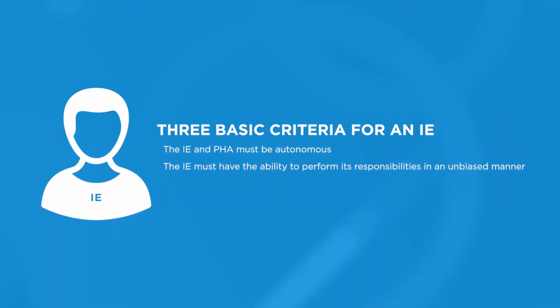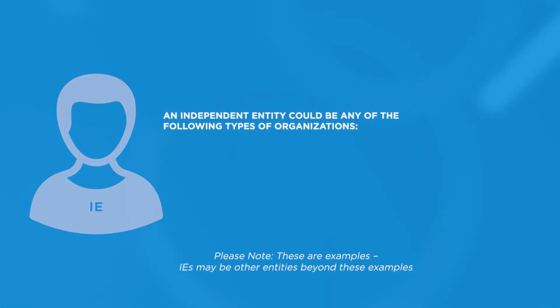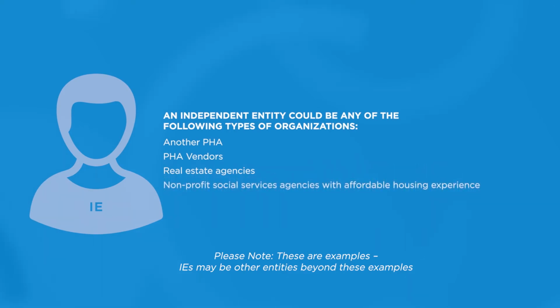The IE must have the ability to perform its responsibilities in an unbiased manner. The PHA must not take any action that could prevent the IE from making unbiased determinations related to its responsibilities. An independent entity could be any of the following types of organizations: another PHA, PHA vendors, real estate agencies, non-profit social services agencies with affordable housing experience, law firms specializing in affordable housing law.